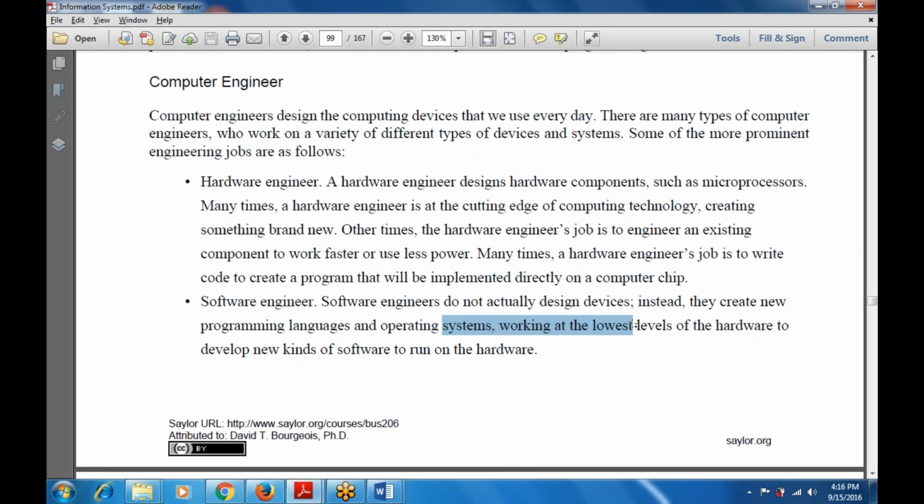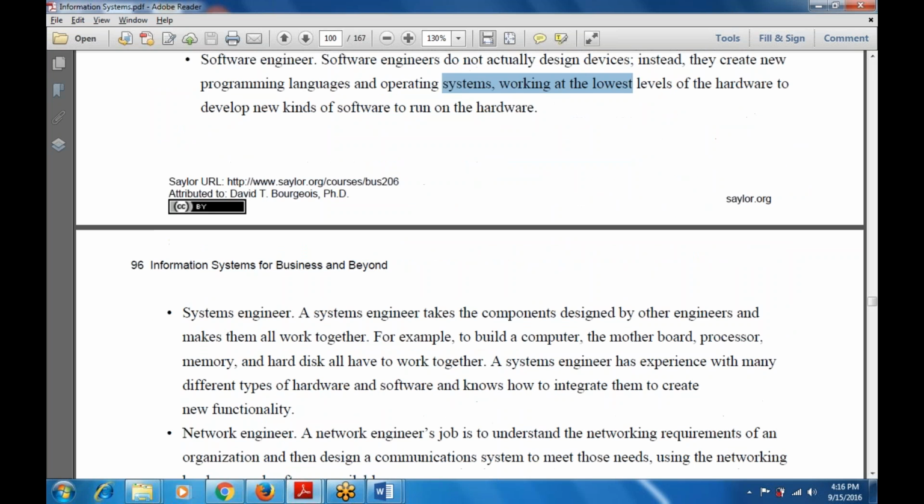That means they are developing the software. What are the various software components that are developed, or how to create the software? What are the various categories to create the software? What is an operating system? The software engineer is also responsible for the creation of the operating system.